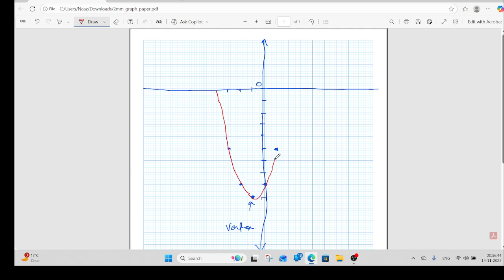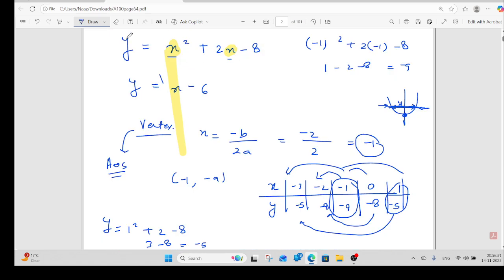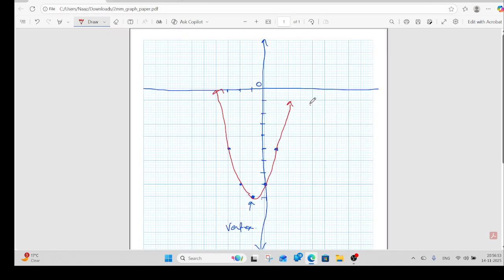So this is my graph for quadratic equation. And what is my equation? This is x square plus 2x minus 8. So I will write here x square, 2x and 8, right? Plus 2x and minus 8.